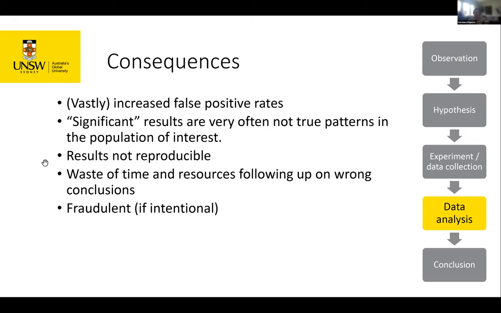And so the significant results end up not being true patterns in the population of interest, and that means they're not reproducible. That broadly means somebody can't replicate your result with their own data, because the significant result was just because there was a pattern in your data, but not because there was a pattern in the population that you're looking at. And so it's very wasteful of time and resources, because people follow up conclusions that didn't actually go anywhere. And in very rare cases, it can be fraudulent if it's intentional, but most of the time it is not intentional.